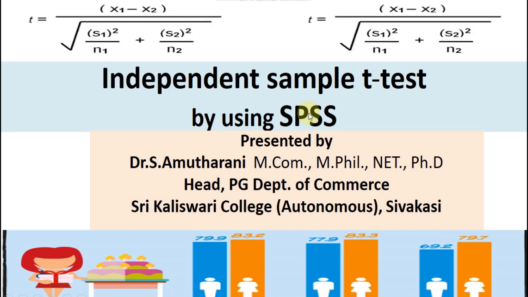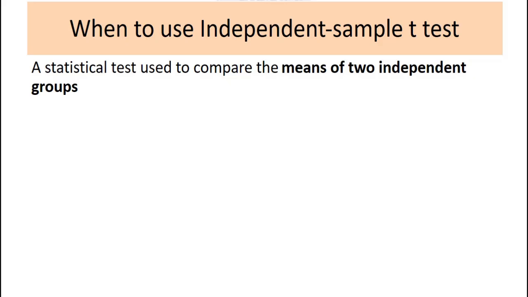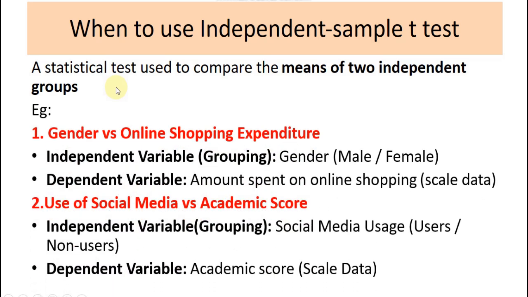In this video, you are going to learn about when to and how to use independent sample t-test in our research work. Independent sample t-test is used to compare the mean of two independent groups. Let us see with an example.